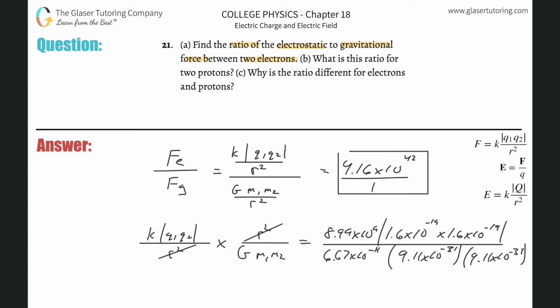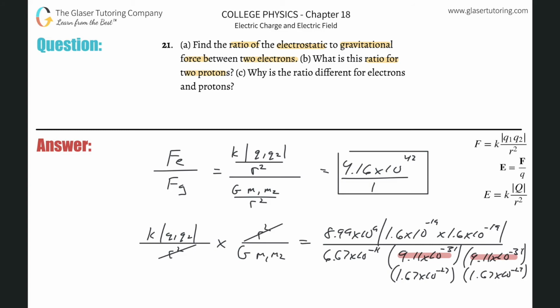Now for letter B, what is this ratio for two protons? So I'm not going to derive the whole thing again because it's going to work down to this. The only difference now will be in terms of the Q's, right? The Q's are the same. That's not the difference. The charge of a proton is the same as the electron. It's just positive. So those values stay the same, okay? But the mass now is going to be different. So instead of the mass of an electron, the mass of a proton is now 1.67 times 10 to the minus 27. So now you got to take them and multiply them together instead of the 9.11 times 10 to the minus 31.